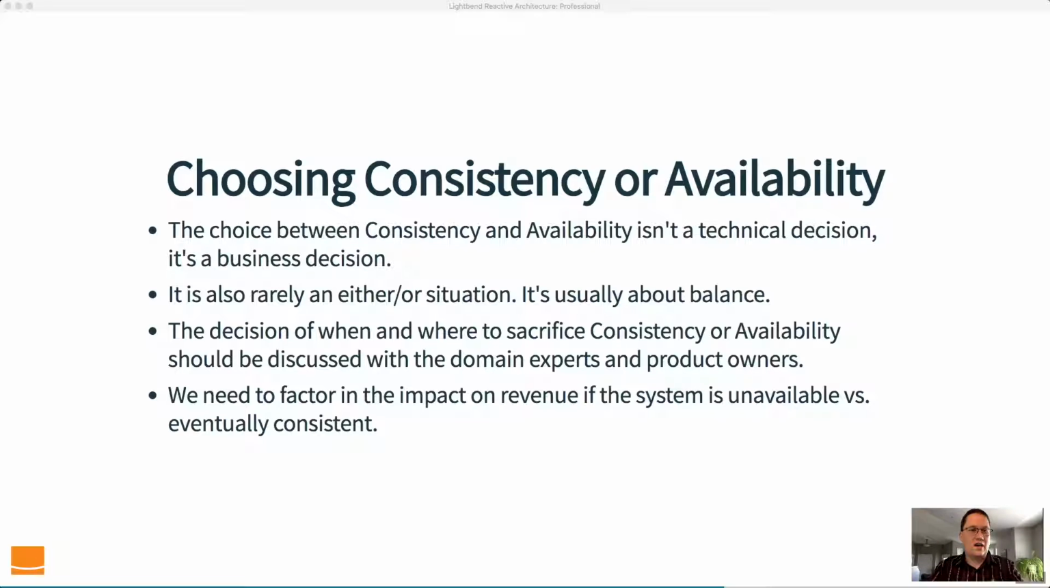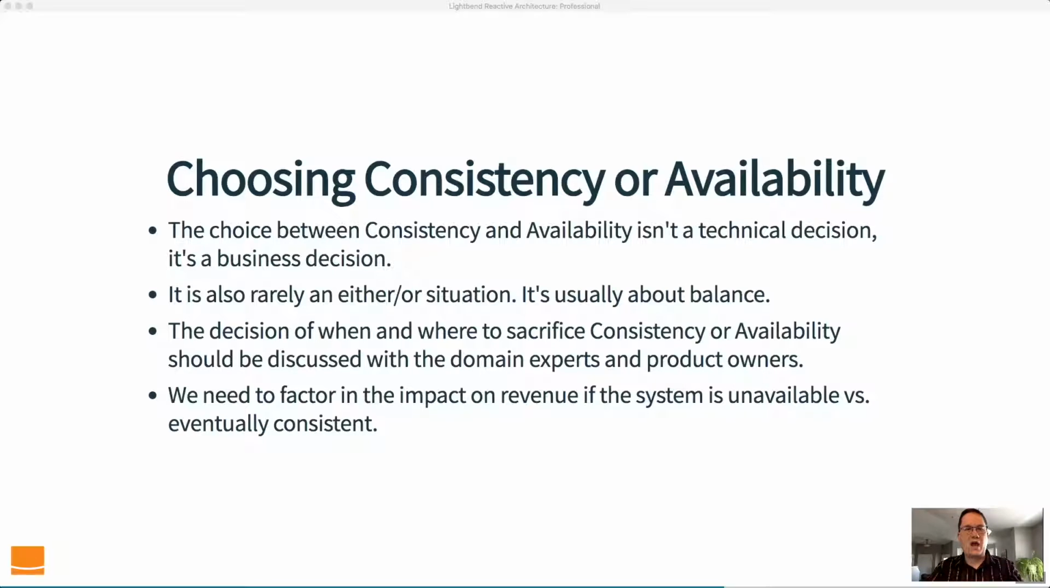It's also usually not an either-or situation. It's usually not a situation where we say we always want consistency or we always want availability. It's usually more of a situation where sometimes we want consistency and sometimes we want availability, depending on what part of the application we're in and what the consequences of a failure would be.